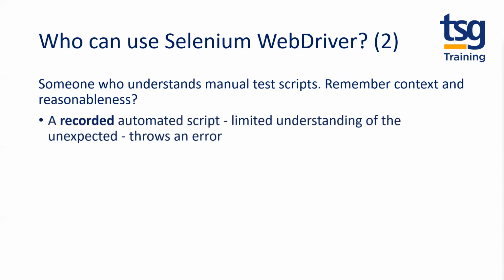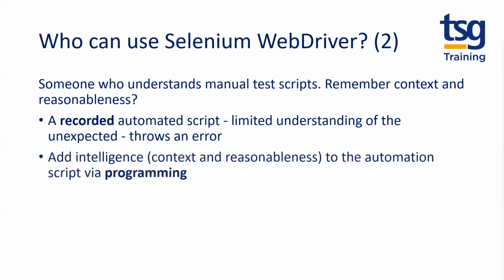An automated script, if simply recorded, has a limited understanding of what it can do if something other than the expected occurs. It has only one response to the unexpected. It throws an error. It needs added intelligence. And this is what the test engineer does, has to build into the automated test script via programming.